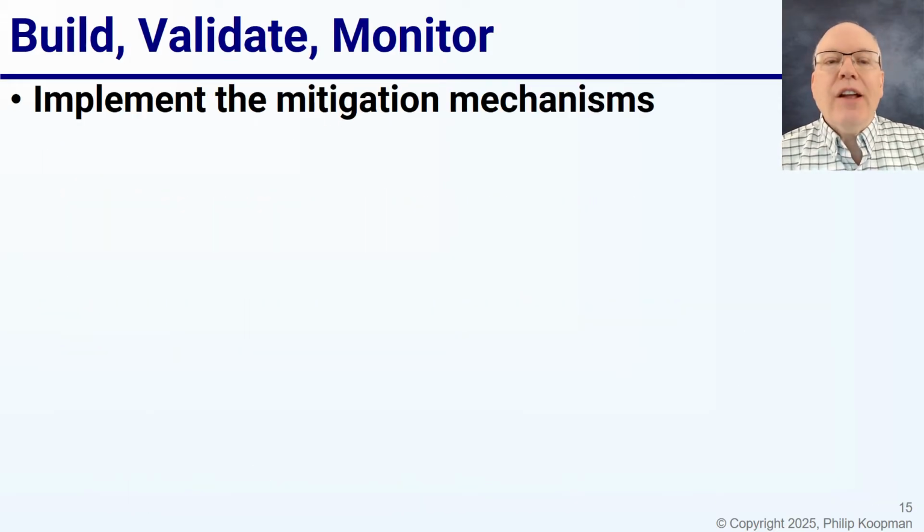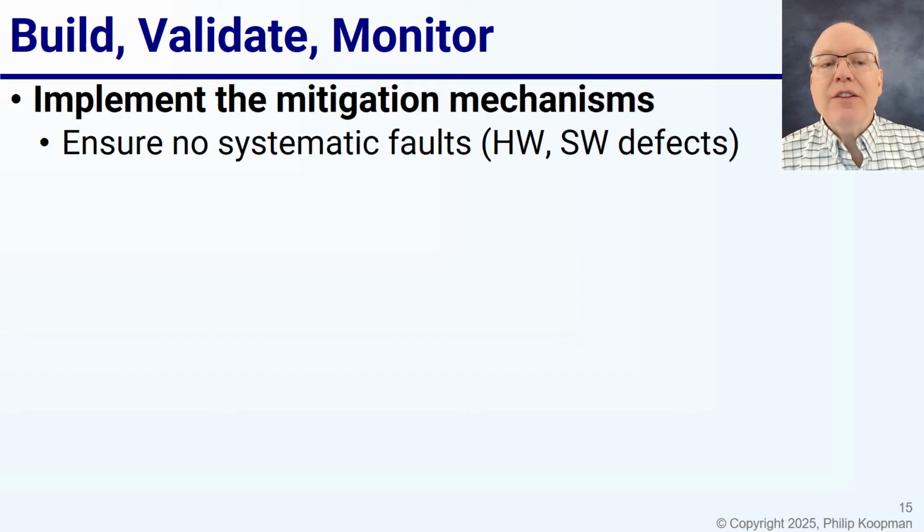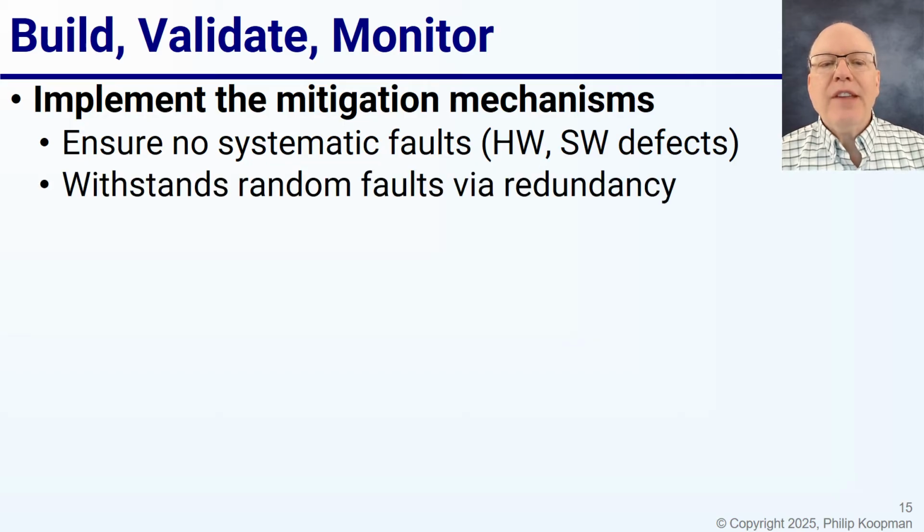Now we're going to build, validate, and monitor, but we're thinking about the safety requirements, which is going to happen in parallel with the regular functionality requirements. We have to implement those mitigation mechanisms that we just did requirements for. And that means not only do they have to work, but there have to be no systematic faults, such as hardware or software defects that cause a misbehavior that violates the requirement that, no, really, this has to work. And it has to withstand random faults. We may have to use redundancy for that.